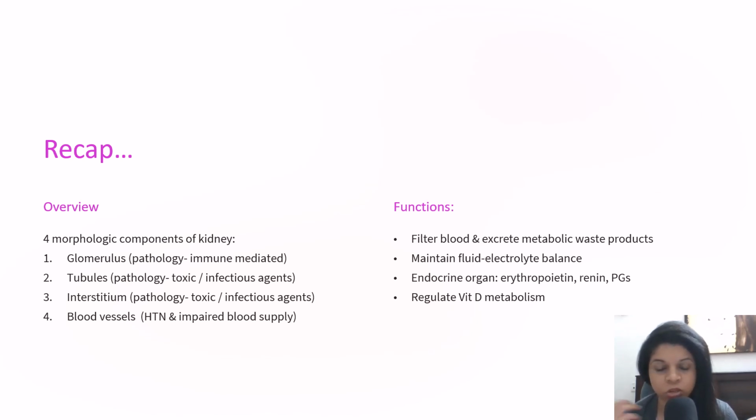aldosterone mechanism. Okay, so when our BP shoots down or we are dehydrated, renin is secreted from the JG cells, and then that will cause increase in aldosterone and then angiotensin mechanism and vasopressor, and then it will increase the BP. So this is a compensatory mechanism in our body. And then lastly, it also has a function of regulating vitamin D metabolism. That is, for activating vitamin D, you require kidney. So if kidney is not there, vitamin D deficiency will happen for the patient.